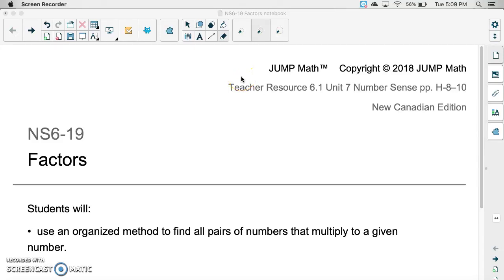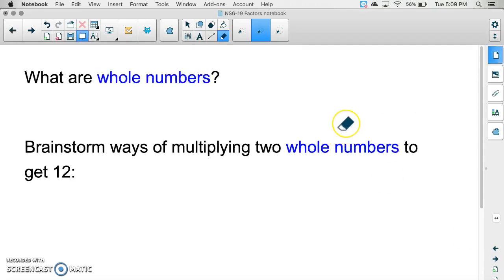Today's lesson is continuing on with factors. Students will use an organized method to find all the pairs of numbers that multiply to a given number. So let's begin. Let's start by reviewing from yesterday.